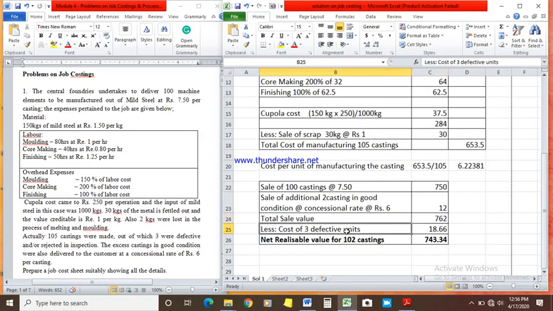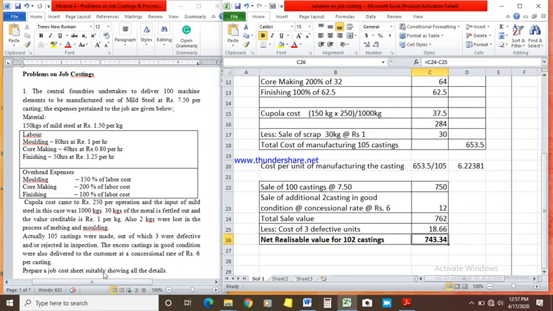From this, I am going to deduct the cost of 3 defective units, because we are not selling these 3 defective units and hence they are rejected. So the cost, if I deduct from this, 3 defective units multiplied by cost per unit, that is 3 into 6.22, if I calculate, we get 18.66. Hence the net realizable value for 102 castings comes to 743.34.